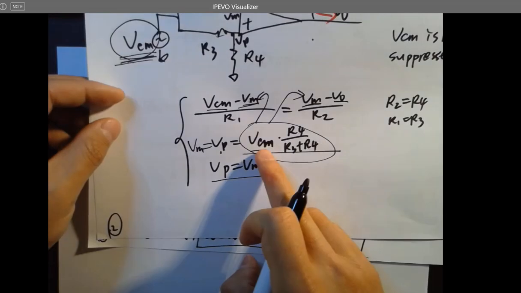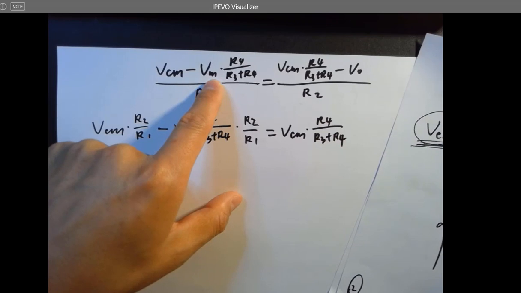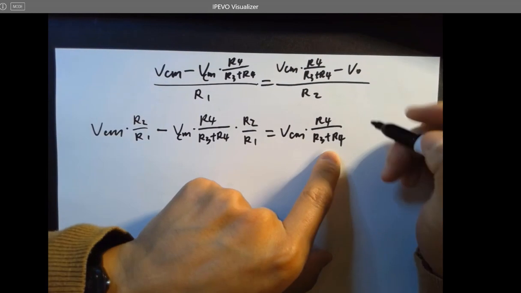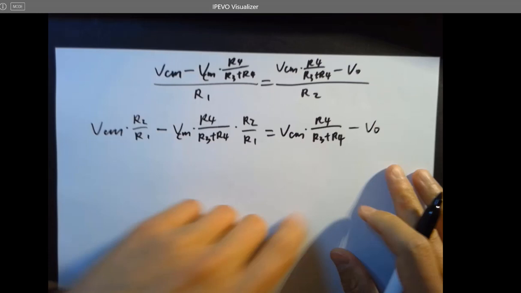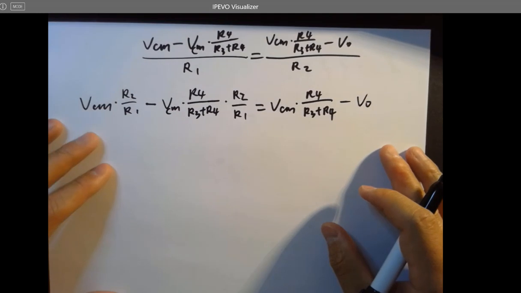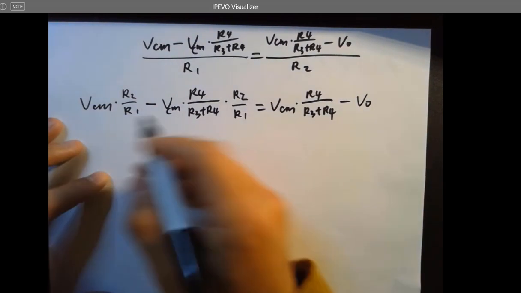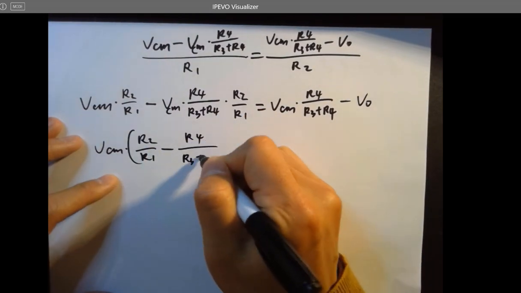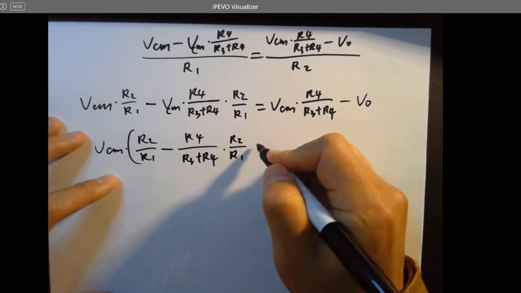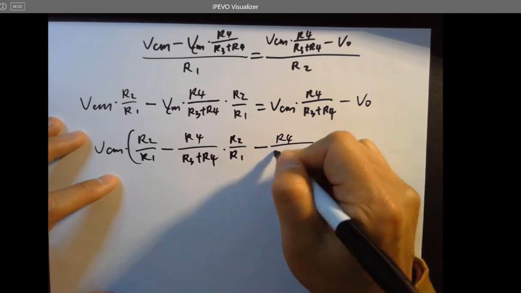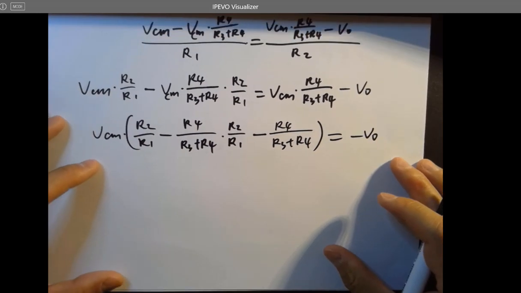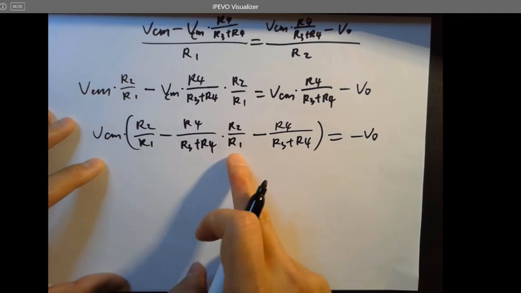Am I making this right? This should be VCM, not VM, I think. Yeah, VCM. This one minus VO, okay? So let's separate anything that contains VCM from VO, right? So here, VCM times [R2 over R1 minus R4 over (R3 plus R4) times R2 over R1 minus this guy, R4 over (R3 plus R4)] equals minus VO. Okay? This one minus this, minus this.